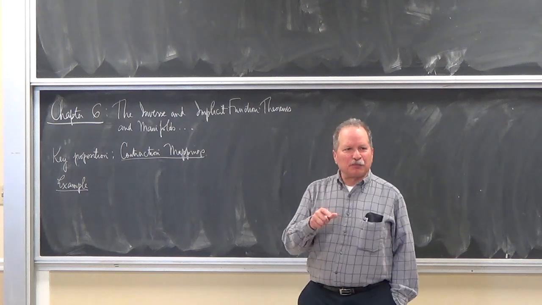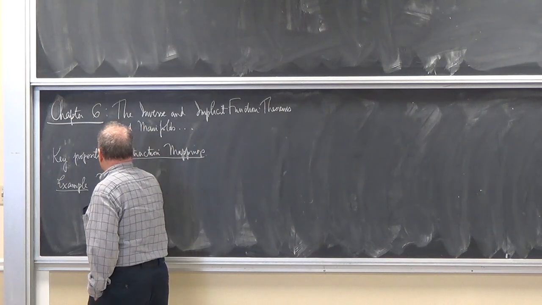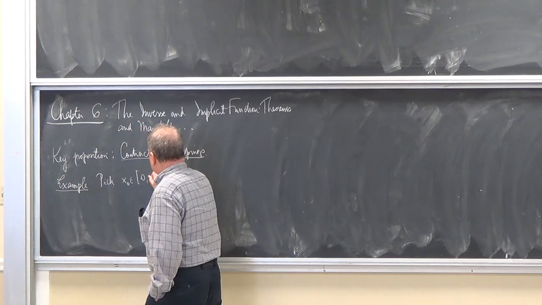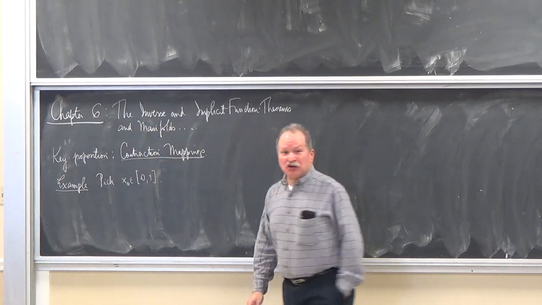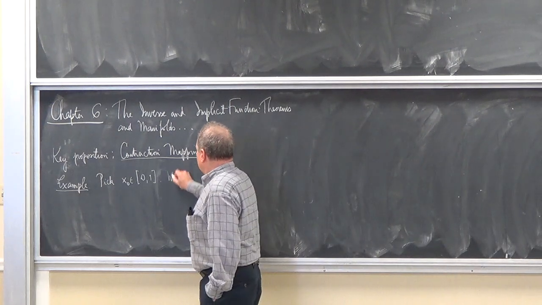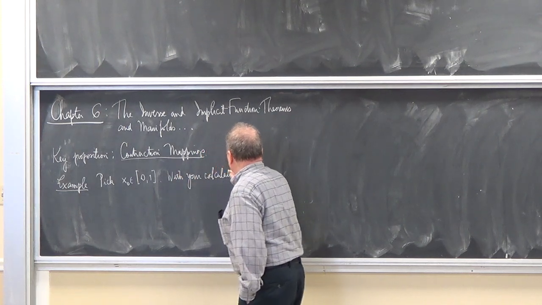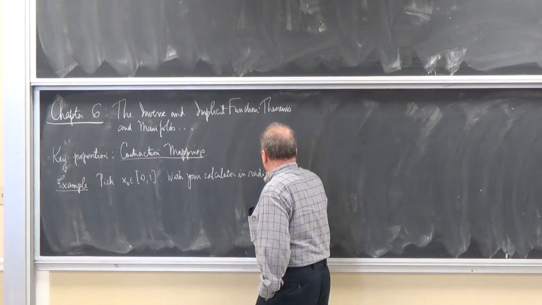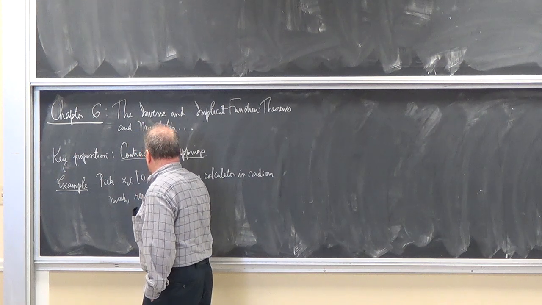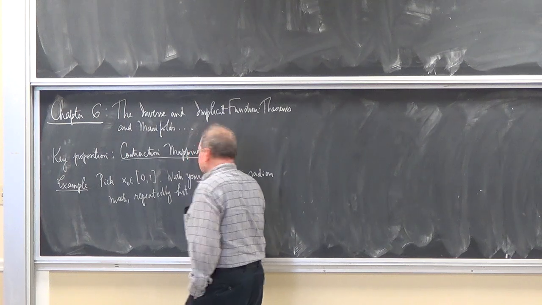Suppose you pick a number at random. Let's say, just to be nice, pick an x0 in the interval from 0 to 1. Put it in your calculator. Make sure you're in radian mode. With your calculator in radian mode, repeatedly hit the cosine button. What happens?